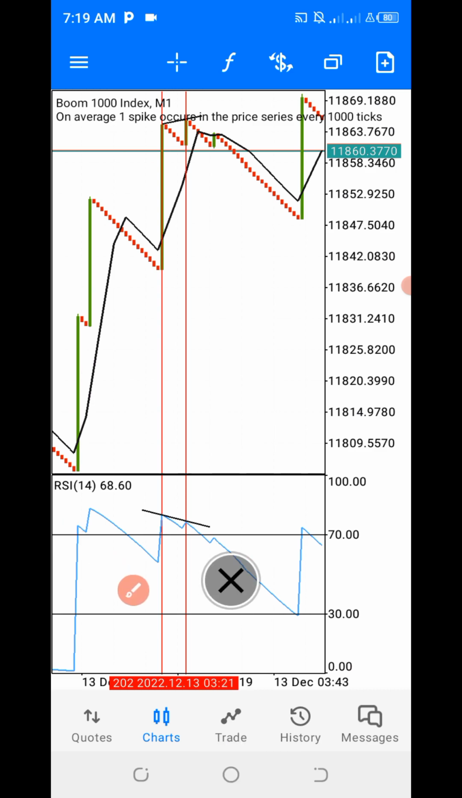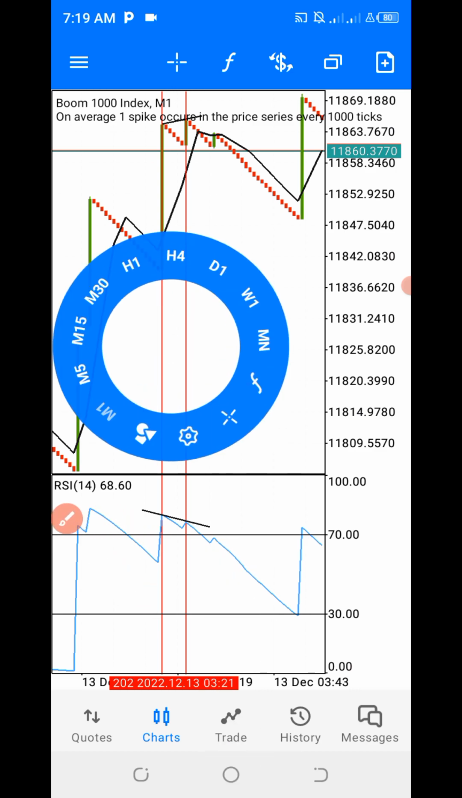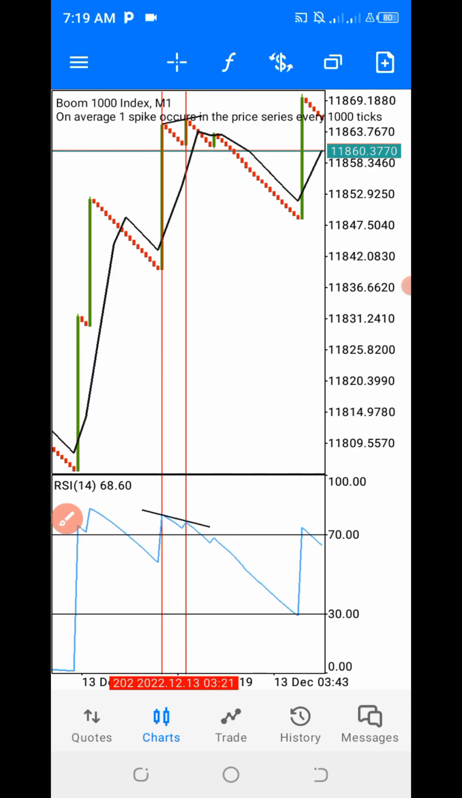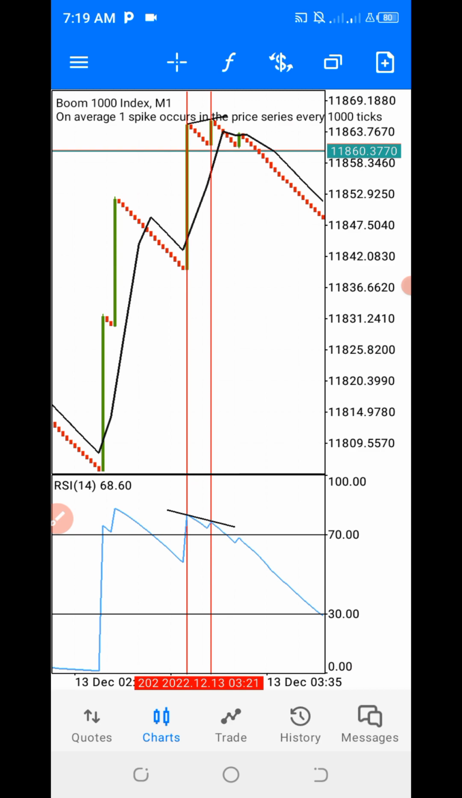So guys, do your backtest very well. Follow the rules, and drop in the comment section if you encounter any error.